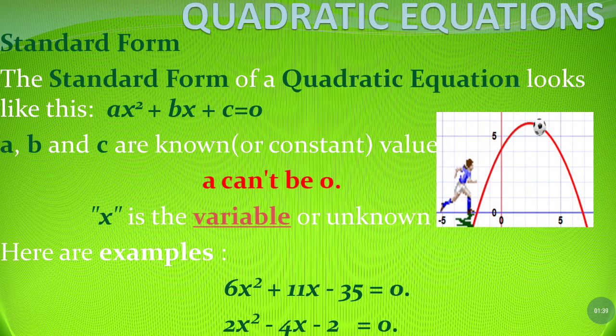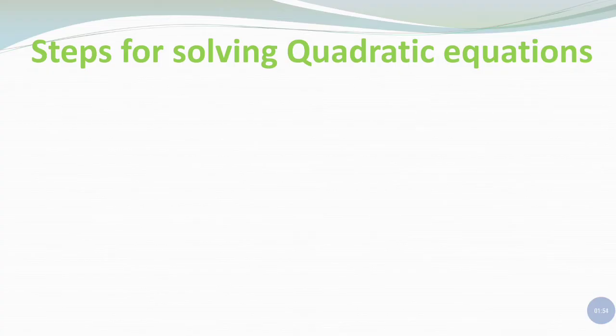As you can see here, a football is kicked by a boy, and you can see it's forming a curve. So the quadratic equation forms this type of curve, and later on in class 12 you'll know that it's a parabola.